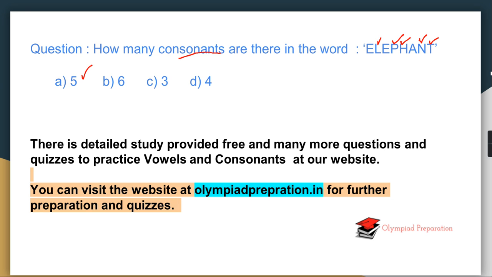Students, there is detailed study provided free and many more questions and quizzes to practice vowels and consonants at our website. So you can go through the website under the section vowels and consonants for class 1. You will find more quizzes where you will find several types of questions that can appear in Olympiad exams, right? So go to the website, open the page and test yourself for vowels and consonants.